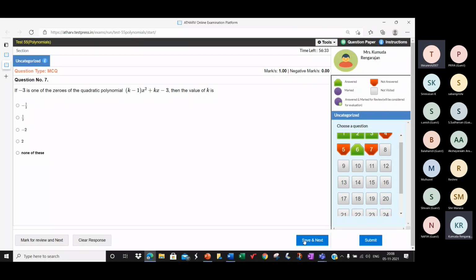Ma'am, the value is 2, is it? Yeah, the value of k is 2. Thank you. Very good. I said equate this to 0, and then in place of x use minus 3. On solving, you must get k is equal to 2.